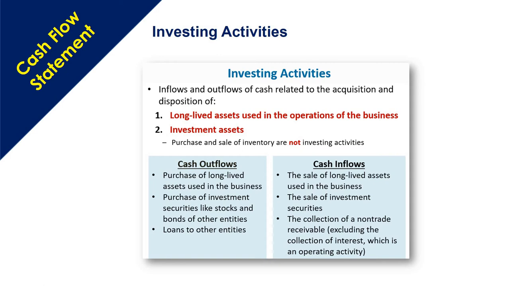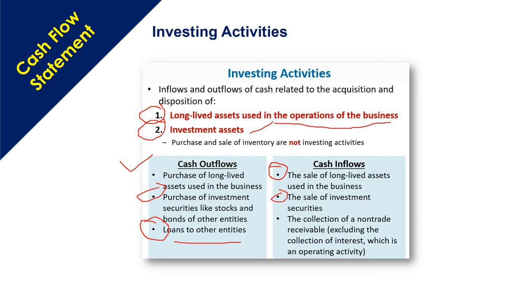Then investing activities. These are inflows and outflows of cash related to the acquisition and disposition of long-lived assets used in the operation of the business, and investment in assets. The cash outflows are the purchase of long-lived assets used in the business, the purchase of investment securities like stocks and bonds of other companies, and loans to other entities. We can have money by selling long-lived assets or by selling investments. We can also have money from the collection of a non-trade receivable. These are the investing activities.